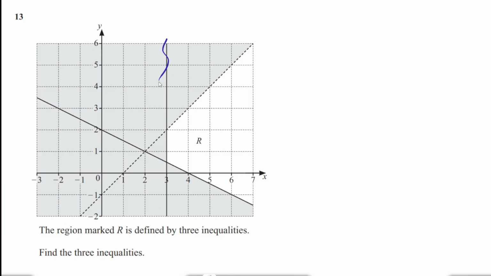One line is here, that is a vertical line. And the second line here is a slanting dotted line, and the next line is here, a slanting solid line. Let us understand the question first. What we have to do is make the equations or inequations for these 3 lines. So when we are going to make the inequation, we have to understand the area first.